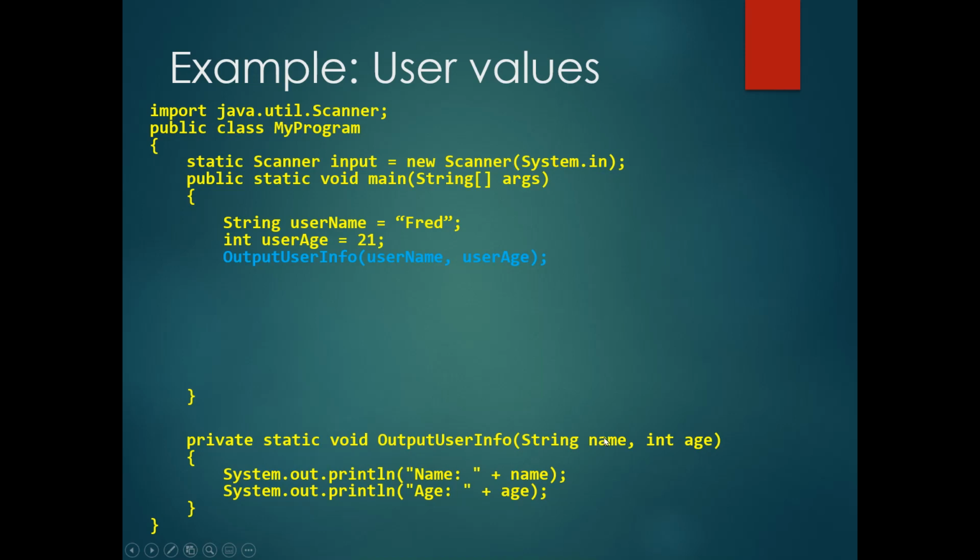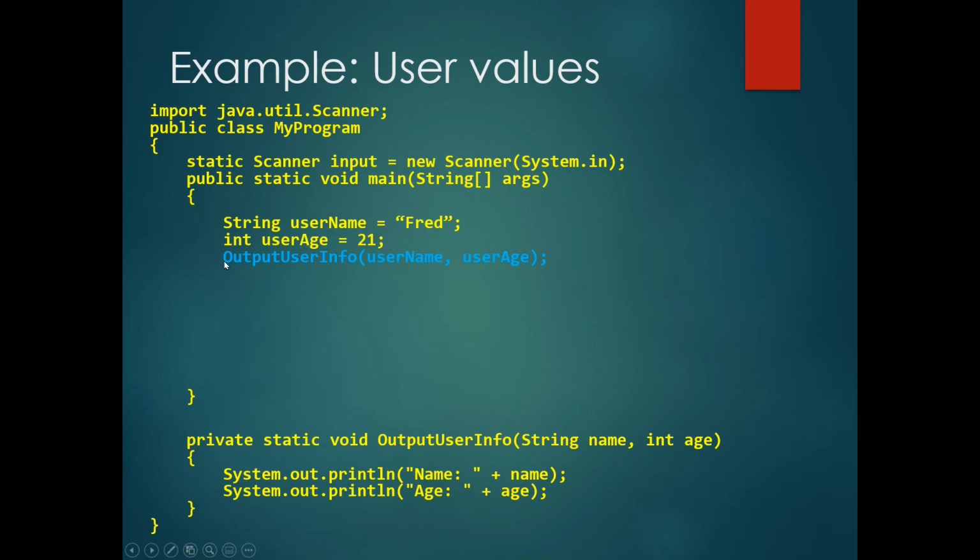So what gets put into name? Well, how does this work? Well, let's go down to the flow of the program. It comes in here, creates a variable called username that gets put into our memory, and Fred gets stored in that variable. Same thing for user age and 21.